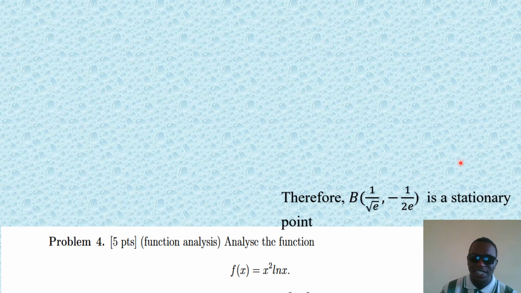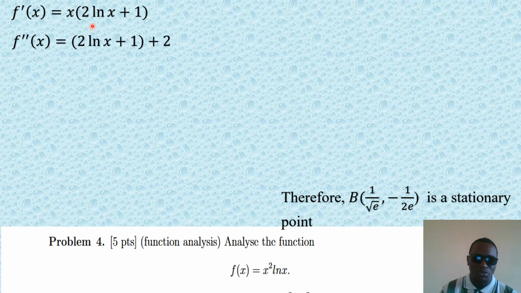So after getting the stationary points, we now have to look for whether there are points of inflection, and that can be done only when you evaluate the second derivative. The second derivative of this function, I'll apply the product rule again. I'll keep this first function, 2 natural log of x plus 1, unchanged. I differentiate x, it is 1.